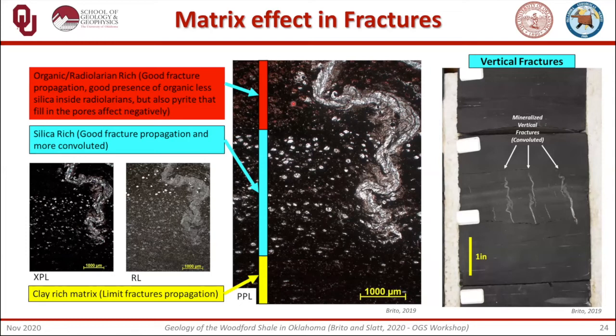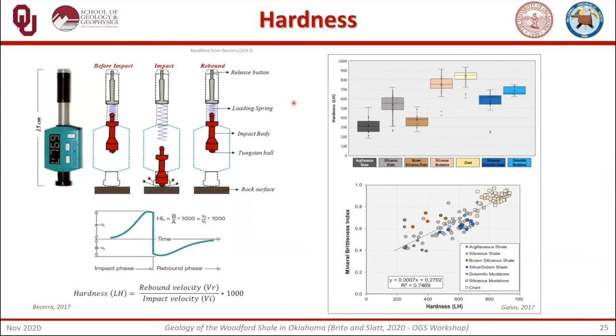So the clay is really what makes the rock a little bit less brittle, or more ductile. Talking about hardness, we normally use a tool called the Piccolo hammer, or rebound hardness hammer. Here you can see it drops a ball into the rock and rebounds, and we measure that rebound, which tells you a little bit about the hardness.